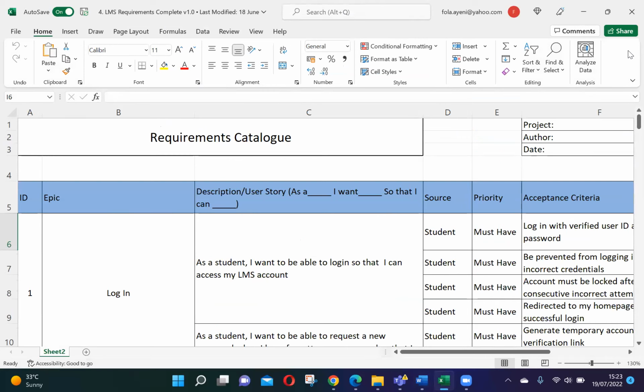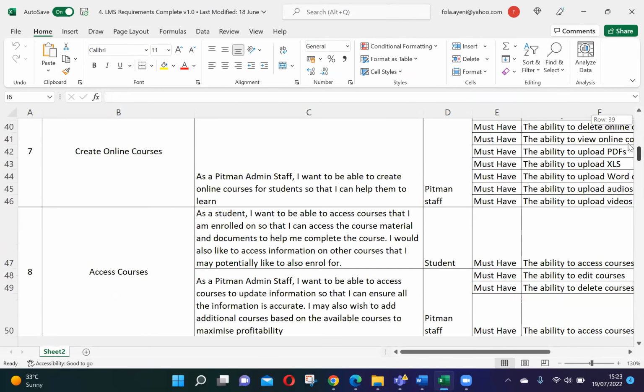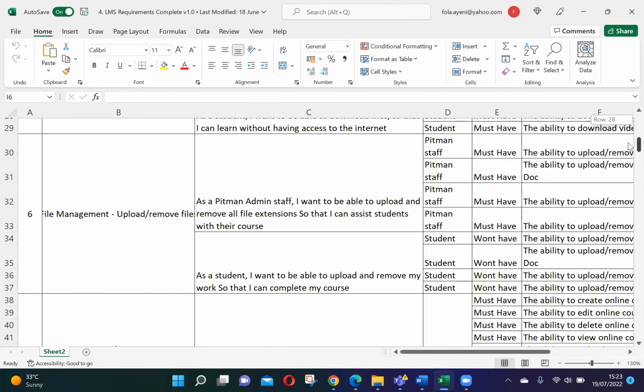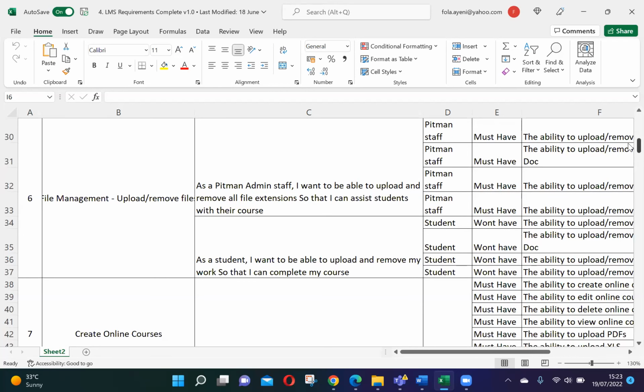So in this case, on this document, on file management, what would I say? The epic will be your file management, upload and remove file, and the features will be, you can say, that there will be a section on the top right hand corner of that particular screen. There will be an upload button, and there will be an upload file submit button. So these are the features.